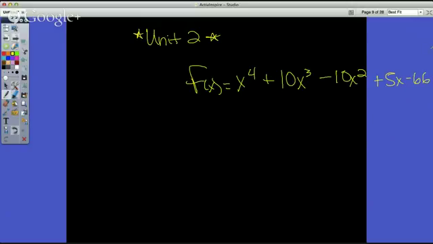Yeah, so on this one, what we want to do is find where it crosses the x-axis, all right? Now, this one, I'll tell you, is probably the toughest one. So let's quickly go through it, and if you have questions, let me know, okay? Are there any questions on how you would plug this in? You go to the y equals, right? Correct. So I'm going to plug in x to the 4th plus 10x cubed minus 10x squared plus 5x minus 66. Okay?